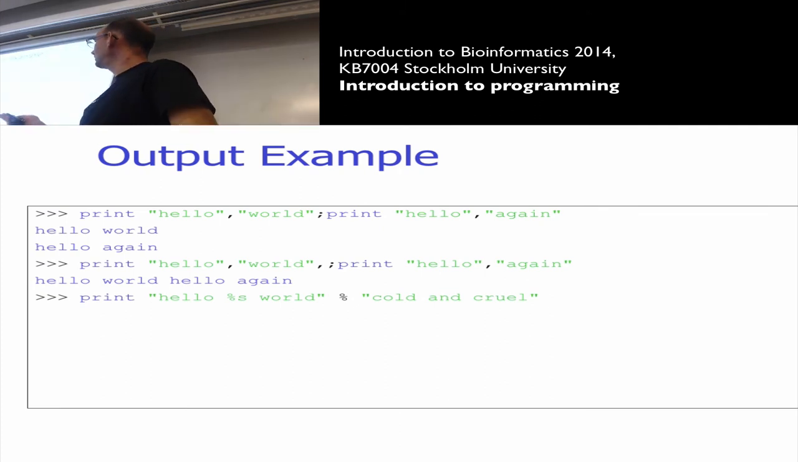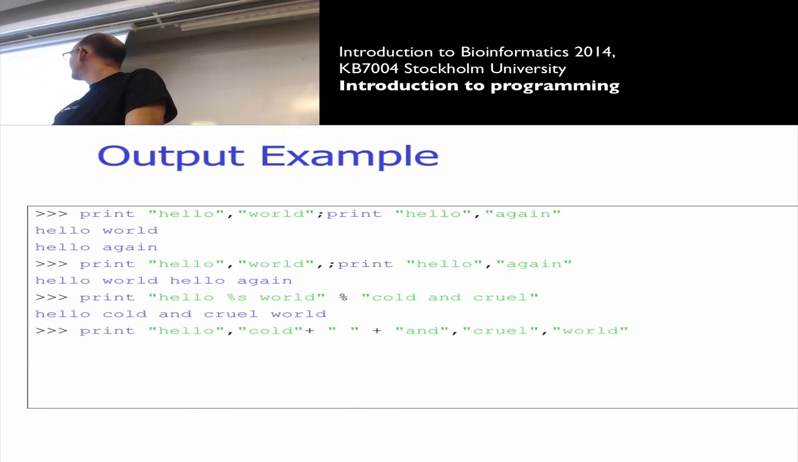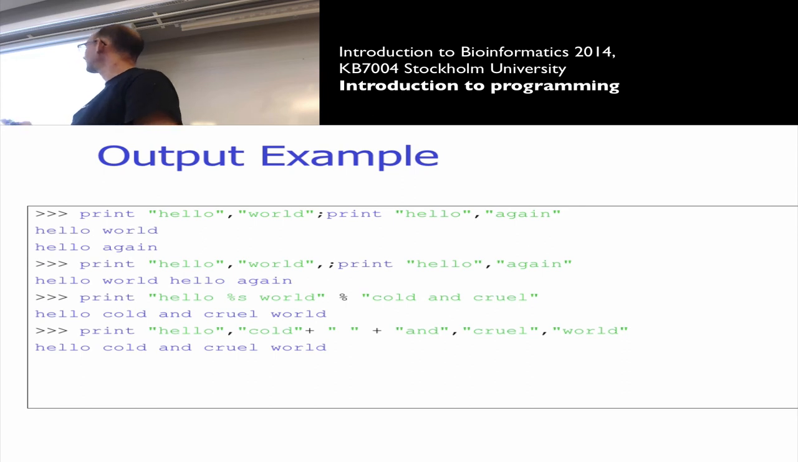I can use format like that. I can do print hello, and then percent s means it's a string, and then I use this cold and cruel words. Then I get hello, cold and cruel world. I can do it like that, and then I get a space. Here you see how you get a space in this way: cold plus space plus and.